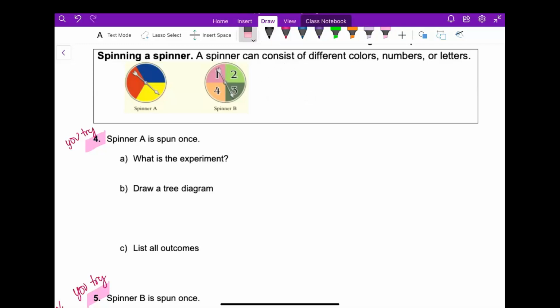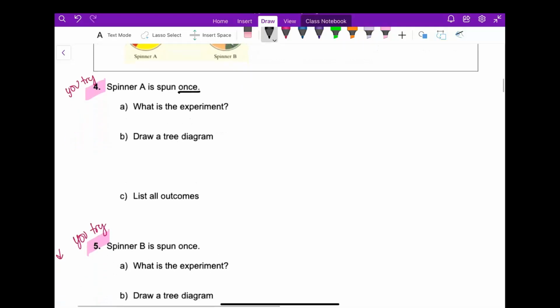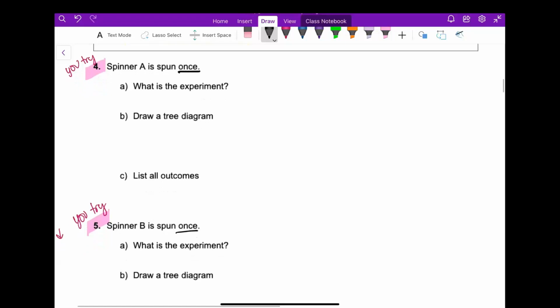I want you to focus on spinner A and spinner B. They're going to be spun once only. So this is quite on the simpler end. I hate to say they're easy. I'm trying to stay away from the word easy, but they're a little bit simpler than the 2 dice. So go ahead and show us what is the experiment, draw a tree diagram, and list all the outcomes for 4 and 5.